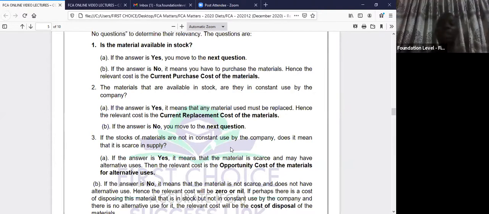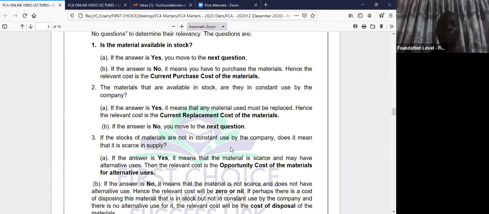So it means that, yes, because it's scarce, it's very, very precious. If I don't use it for this project, I can use it for that project. If I don't use it for bread, I can use it for cake, I can use it for shawarma, I can use it for anything. Opportunity cost is the relevant cost.